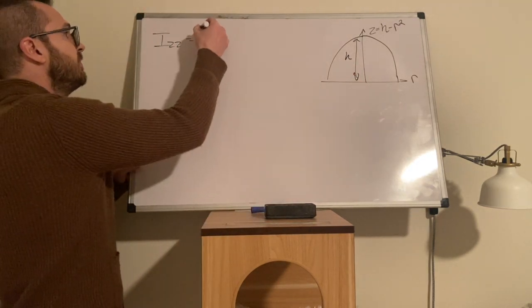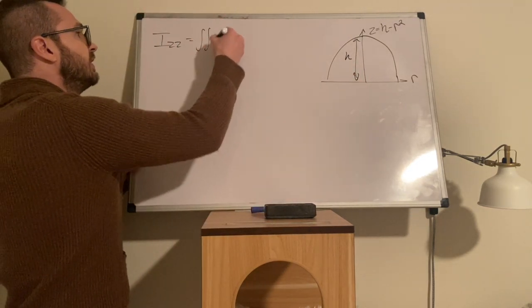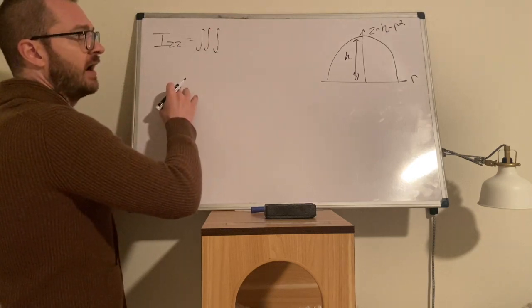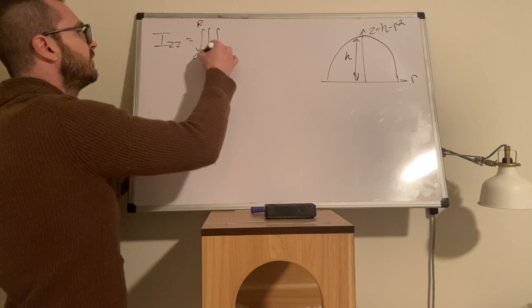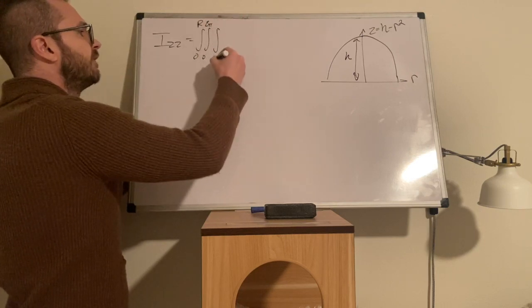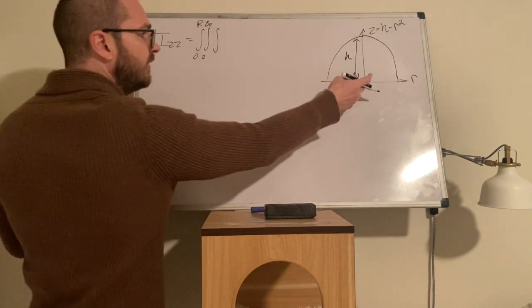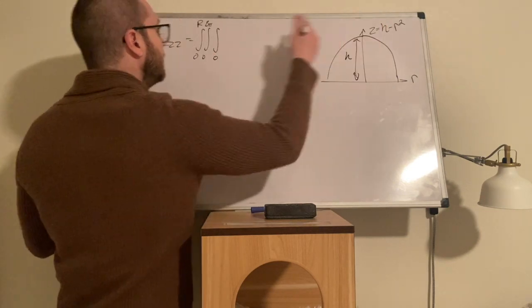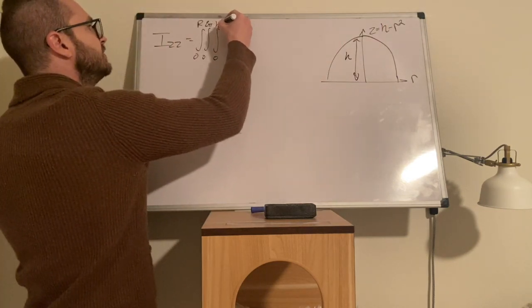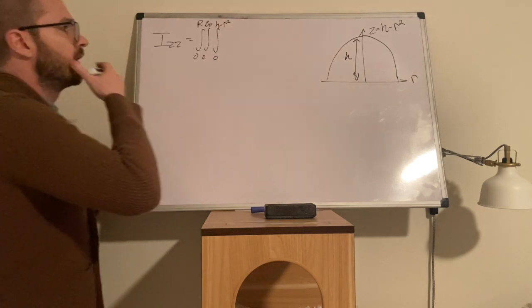Our approach is the same. We're looking at the triple integral, and our bounds for this one are going to be 0 to R on the radius, 0 to 2 pi for theta, and for the height, let's go from 0 up to, and we're going to input this equation that we have, h minus r squared.